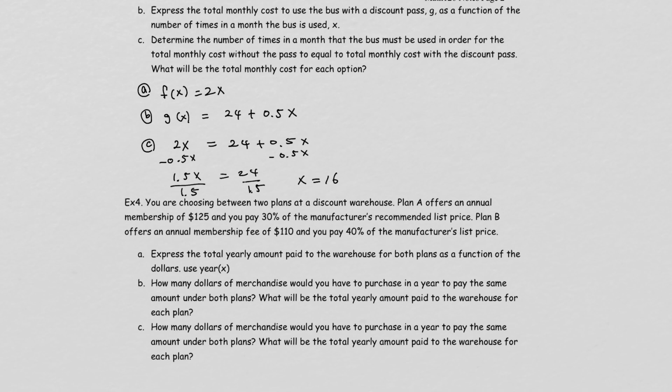So in other words, if you ride transportation more than 16 times per month, then you will be better off purchasing the discount. But if you ride less than 16 times, you just pay the regular payment, $2 for each ride, right?